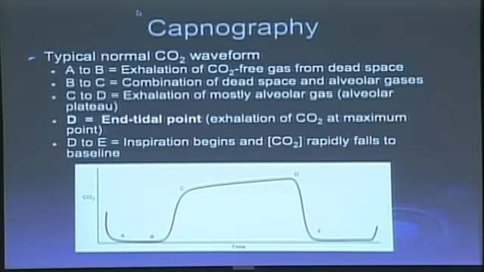Now, your typical waveform, the section here, A to B, is the exhalation of CO2-free gas from the dead space. B to C is dead space and alveolar gases rapidly rising. Then this is your exhalation phase all the way out to here. That's the full exhalation phase, C to D. And then there's the inhalation phase where you drop down to your baseline.